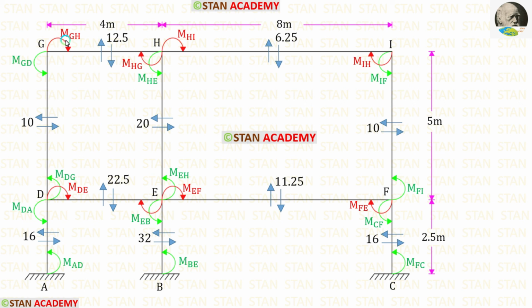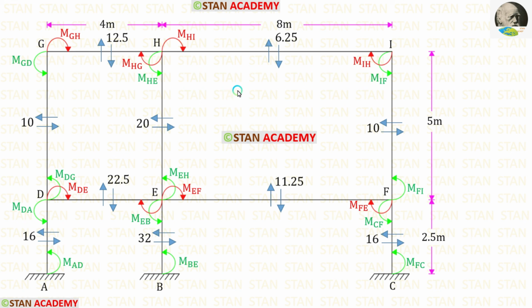Now let us see how to find MGH. To find MGH, we have to multiply the shear force 12.5 with the half distance of GH. Length of GH is 4, so the half distance is 4 upon 2. We will get 2. So MGH is equal to 12.5 into 2. Suppose I wanted to find the moment MHI. I have to multiply the force 6.25 with the half of this distance. In the similar way, we can find all of the moments.